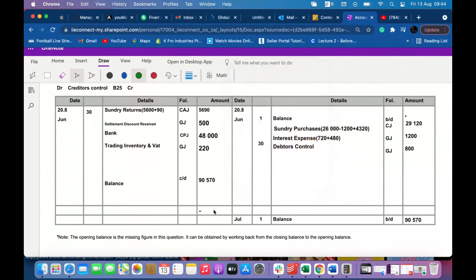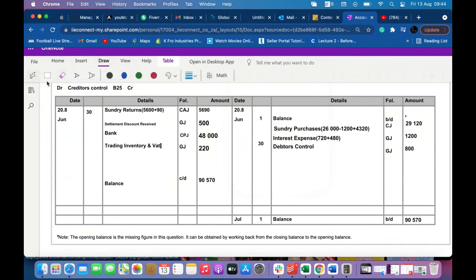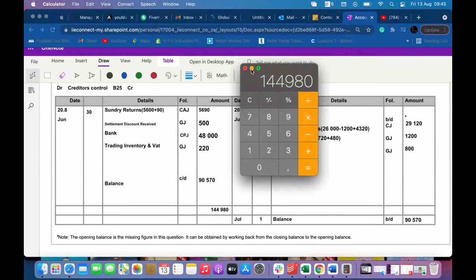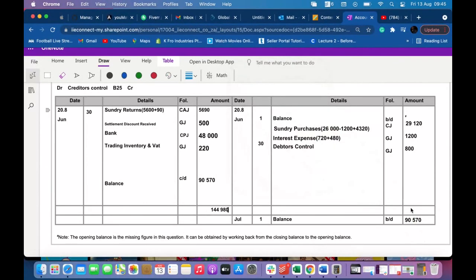Okay, 144,980, if I'm not mistaken. Let's see. Yes. Okay, so we can enter that here as well. 144,980. Cool.